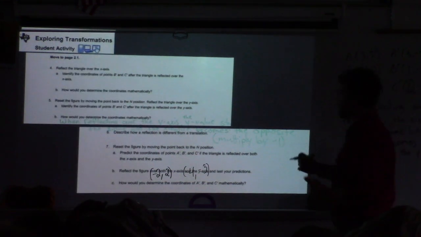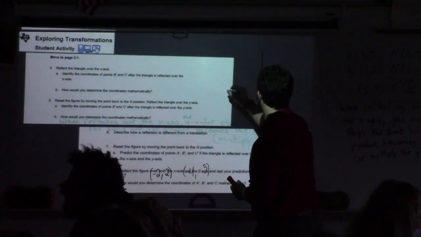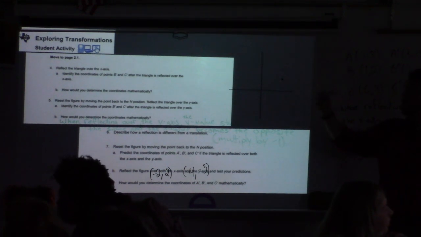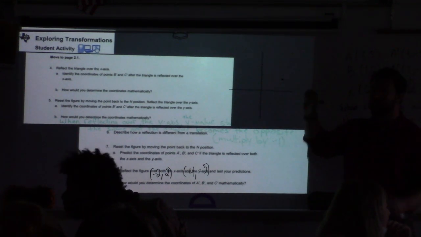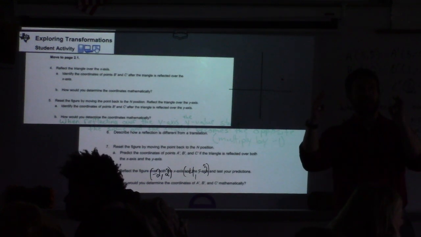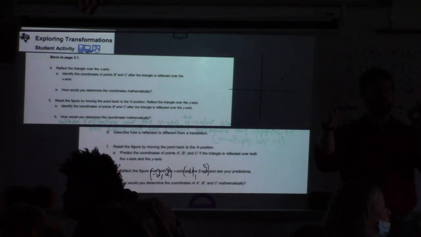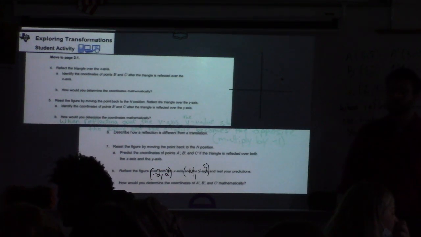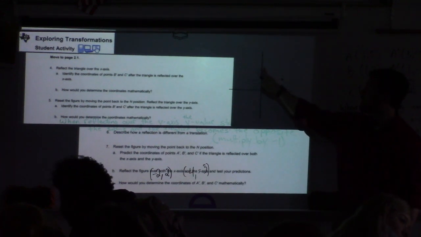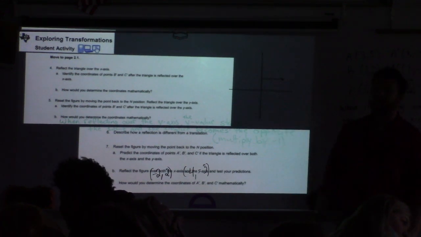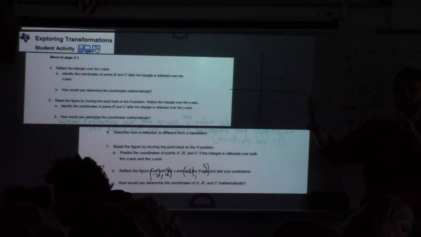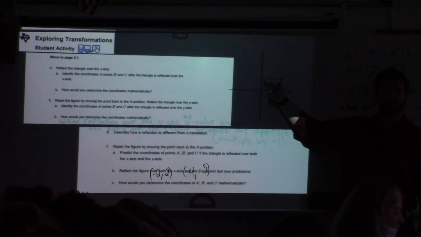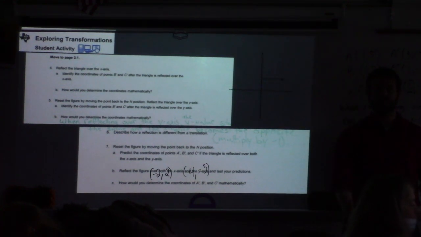Okay. So, I want you to think about it this way. If I have a point that is right here, and I reflect over the y-axis, remember when we reflect, it is perpendicular to the line of reflection. If I'm moving over the y-axis, would I do it here? No. It has to be perpendicular. What type of line is perpendicular to the y-axis? What direction? Left, right.